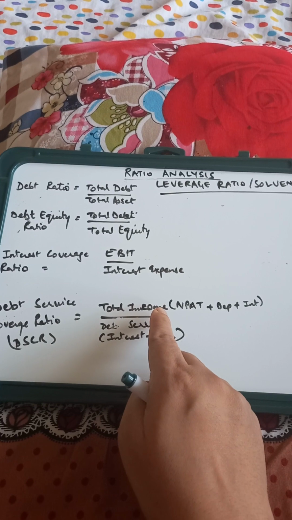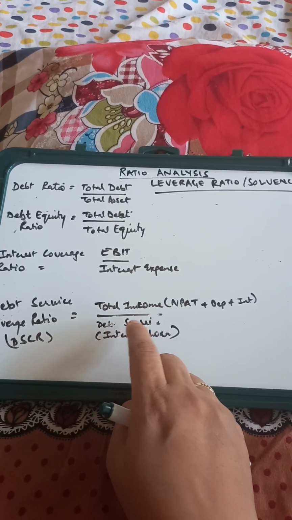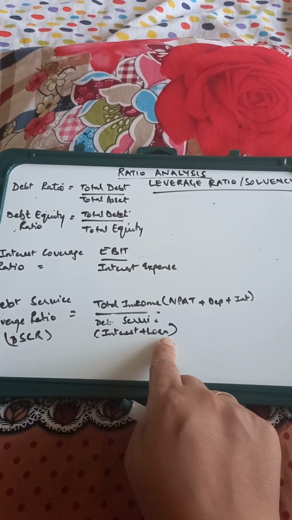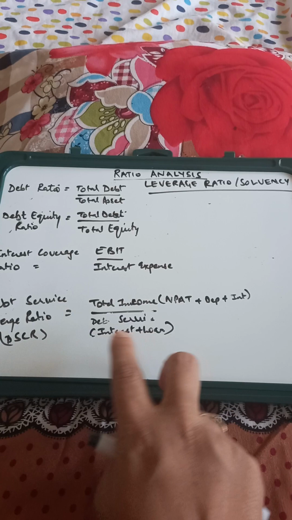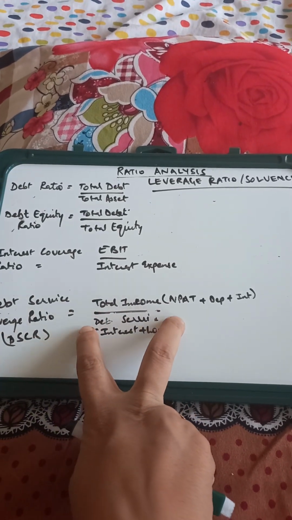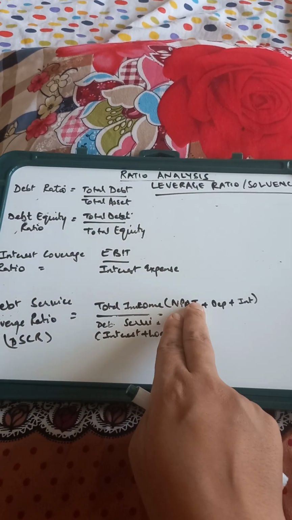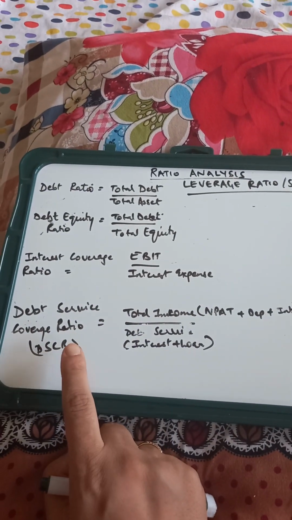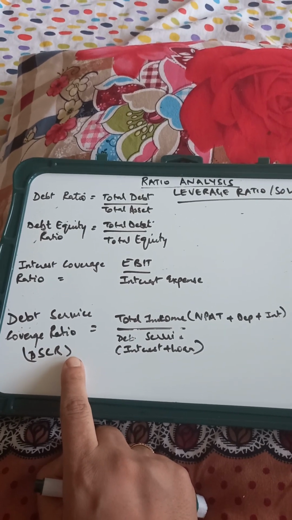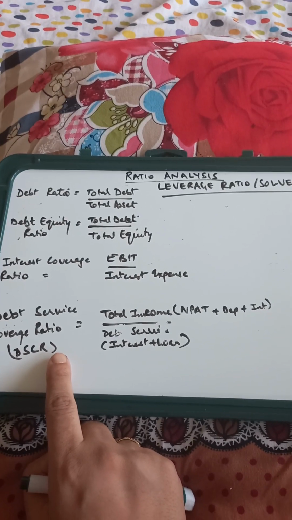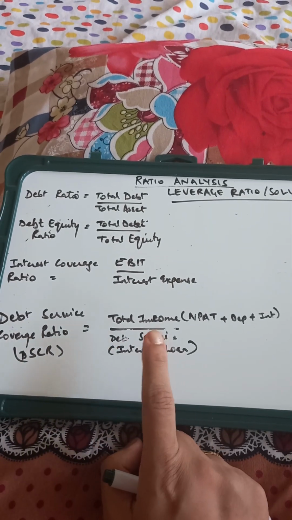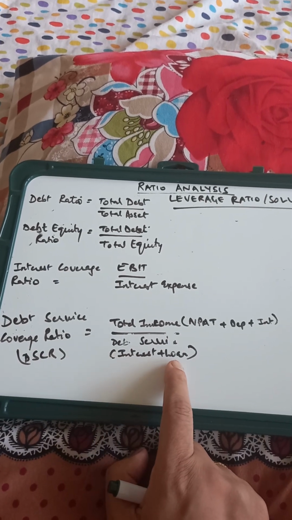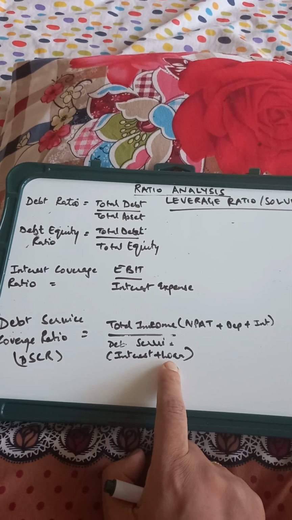Now, after knowing the total income, we divide this by the debt service. What is debt service? The interest component plus the loan installment. These two items together give us the debt service amount. If we divide the total income by the debt service, we get the debt service coverage ratio, which tells us how well equipped the company's net profits are to meet its long term debt service liabilities, which is the interest plus the loan installment on that particular funding.